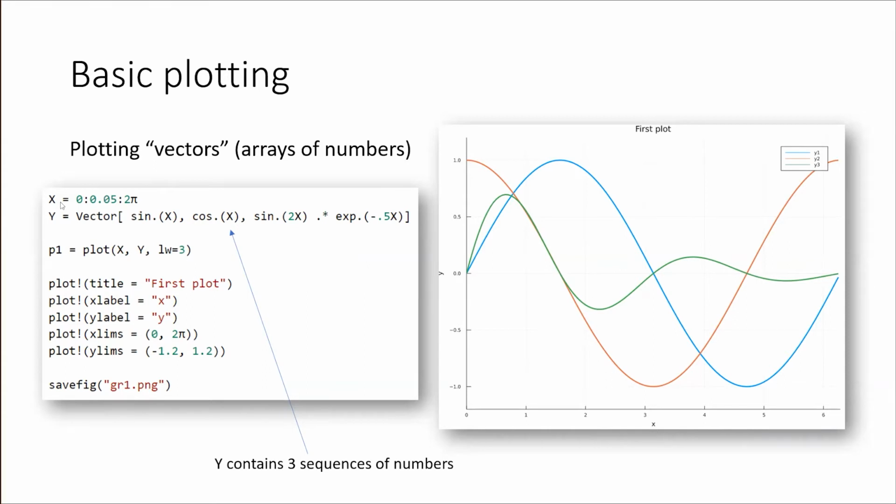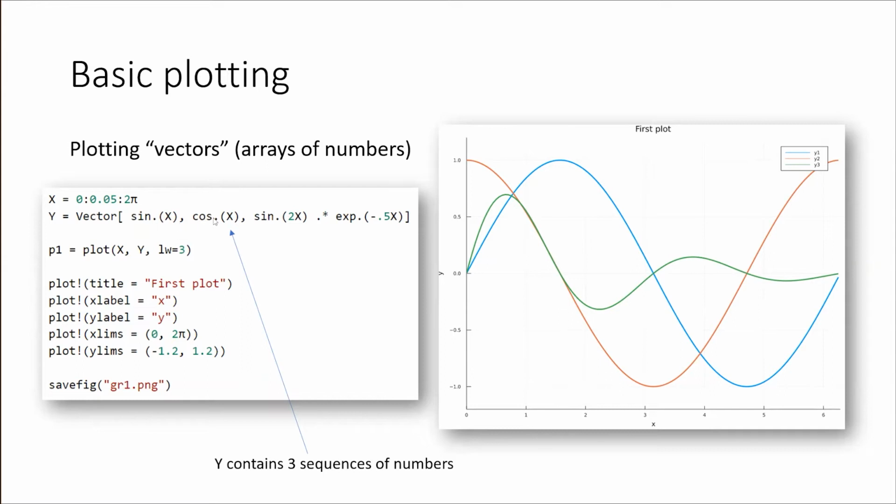So in this case, I have X, Y data sets. X is the axis. In this case, Y actually contains 3 vectors, so Y has 3 components. The first sequence of numbers in Y is the sine of X. The second sequence is cosine. And the third sequence is sine multiplied by an exponential. So although Y is one variable, it actually has 3 sequences.